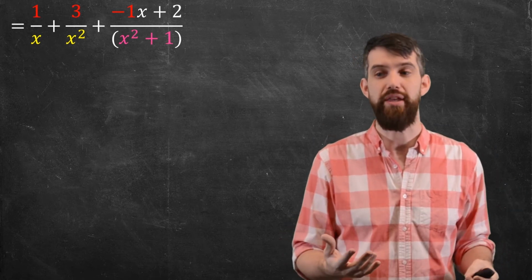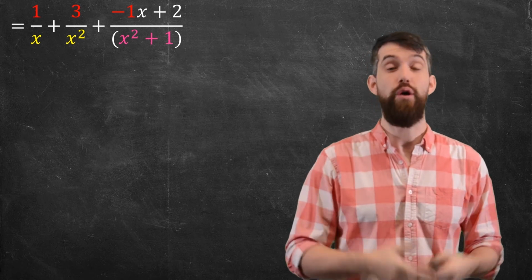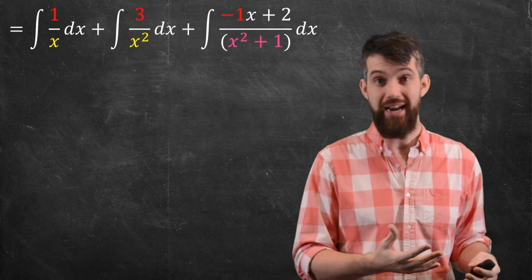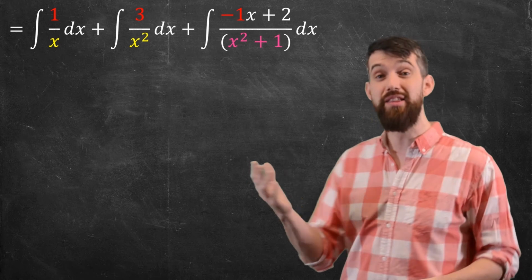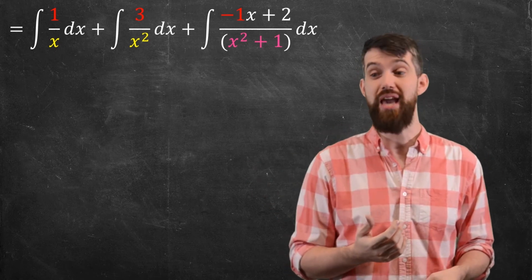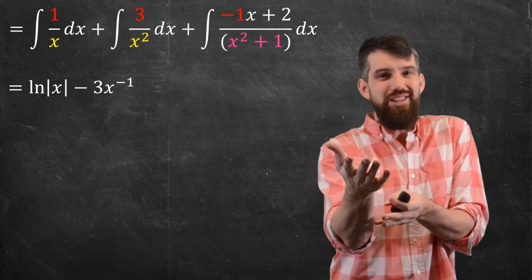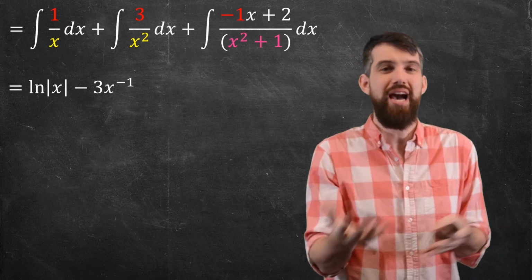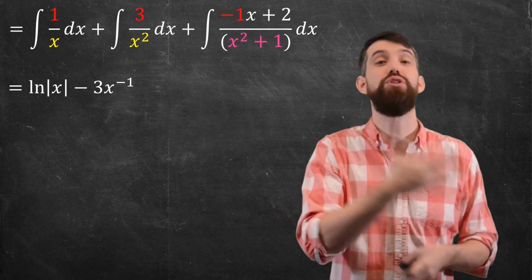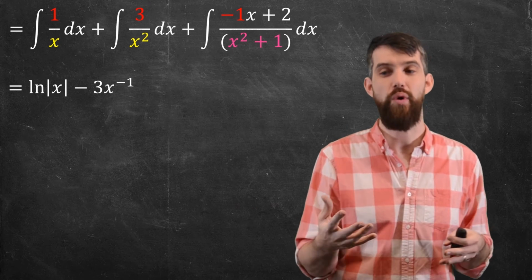Well, how should we do this? What I'm going to do is, first of all, wrap everything in terms of an integral sign. And the first 2 integrals are pretty easy. The very first one is just going to be a logarithm. 1 over x goes to logarithm. The second is just a power rule. This is 3x to the minus 2. So it goes to minus 3x to the minus 1.